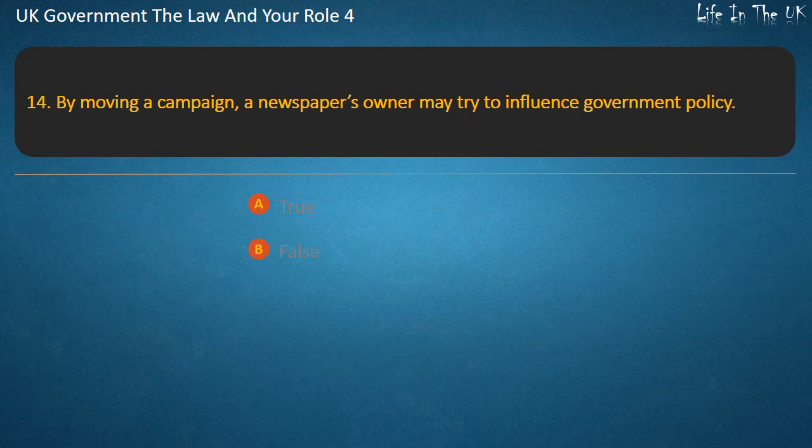Question 14. By running a campaign, a newspaper's owner may try to influence government policy. True. False. Answer. True.